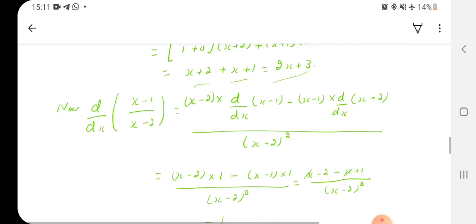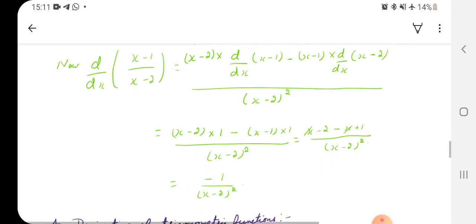Next they said to find the derivative of (x minus 1) by (x minus 2). Now here you can see the quotient of two functions and you have to find its derivative. That means you have to use here quotient rule. What does the quotient rule say? Quotient rule says that derivative of u upon v will be (vu' minus uv') upon v square.